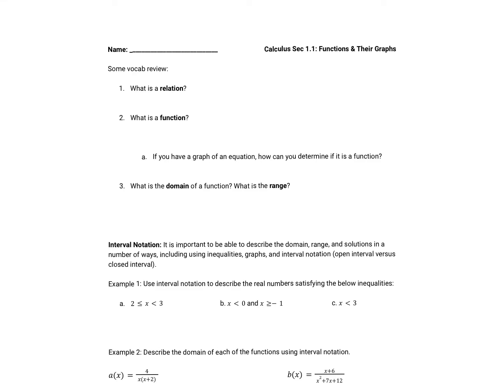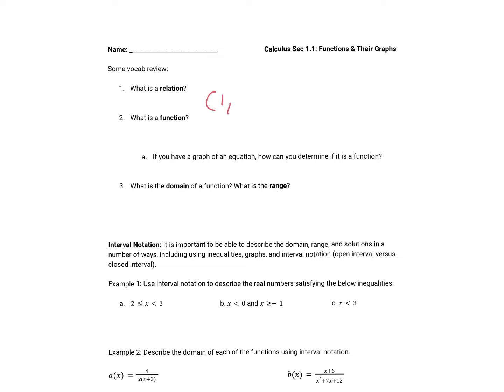Okay, this is a video on section 1.1 in calculus, going over some of the highlights. The first is going back to something you probably first learned in Algebra 2: a relation is any association between two variables, or any set of ordered pairs. So this could be a relation.